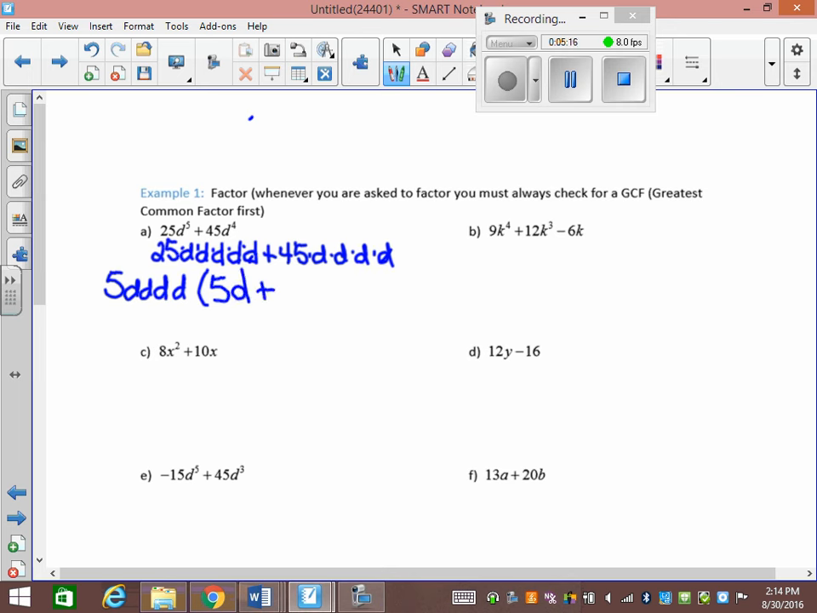Plus, 45 divided by 5 is what? 9. Take 4 b's out of 4 b's, and nothing is left. So, this looks a little silly. I would never write it like this. I would write this as 5b to the 4 times 5b plus 9.